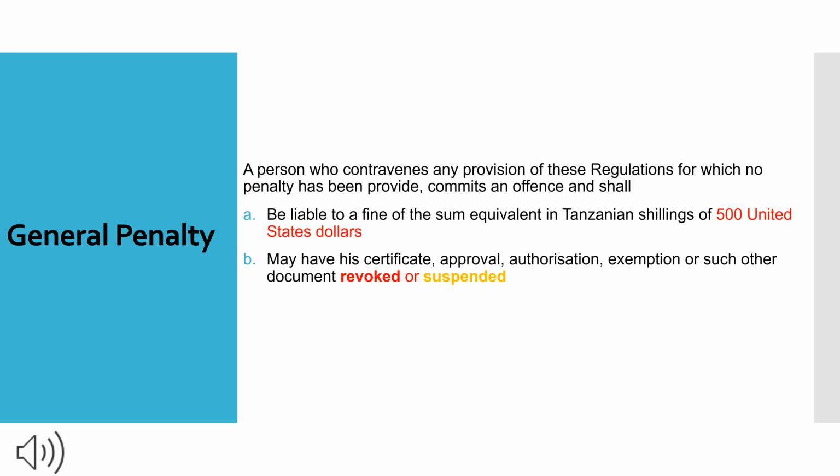General penalty. A person who contravenes any provision of these regulations, for which no penalty has been provided, commits an offense and shall be liable to a fine of the sum equivalent in Tanzanian shillings of 500 United States dollars, and may have his certificate, approval, authorization, exemption, or such other documents revoked or suspended.